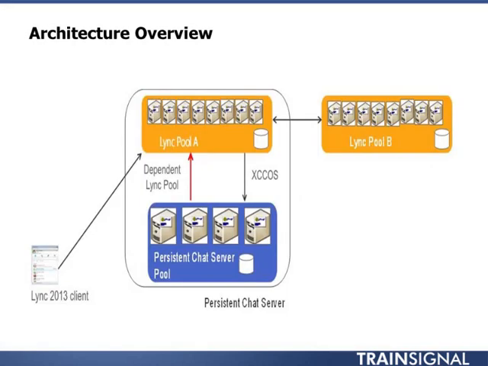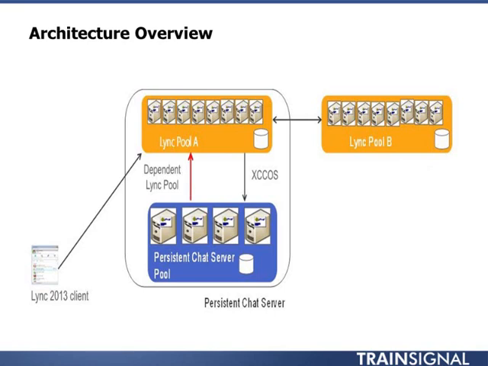In this diagram, you see an example of an architectural overview of persistent chat. This is a diagram that you'll find readily available out at TechNet. In the lower left-hand corner, you can see that I have a Lync 2013 client. The Lync 2013 client has the chat functionality built right into it. You don't have to install any other client-side software. The client is communicating over with the Lync pool using the extensible chat communication over SIP.